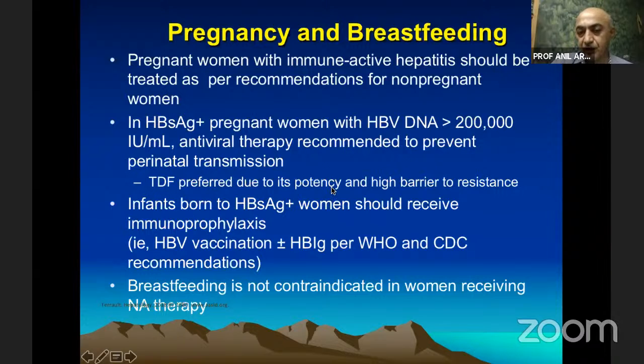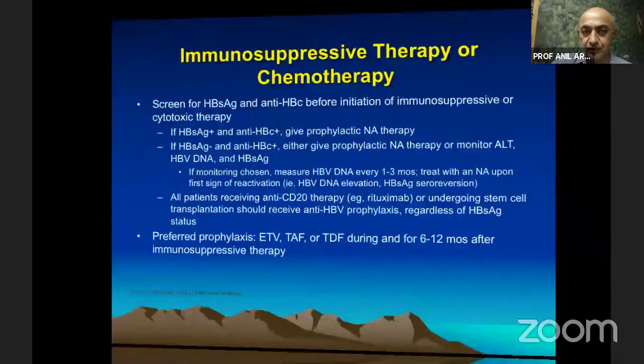TDF is the preferred drug because it is a high potency drug. It has a high barrier to resistance. Infants born to HBsAg positive mothers should receive both immunoprophylaxis in the form of HBV vaccination as well as hepatitis B immune globulin as per the WHO and the CDC recommendation. Breastfeeding is not contraindicated in women who are receiving nucleos(t)ide analogue therapy.